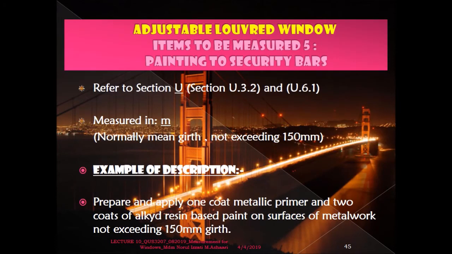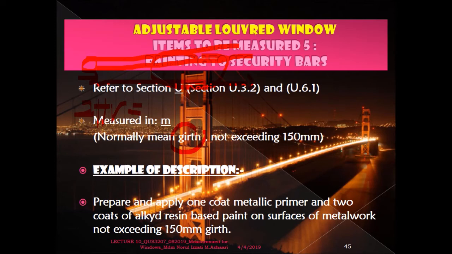Okay, let's go to the next item, the painting. Painting to security bar, we have to measure by looking at the girth. So how do you want to know the girth for this security bar? You need to consider the radius and measure 2 pi r. Once you measure 2 pi r, you will see whether the girth is less than 300 or more than 300. Normally the girth is not exceeding 150, so we have to consider the unit of measurement is in meter, by measuring the whole length of the security bar.